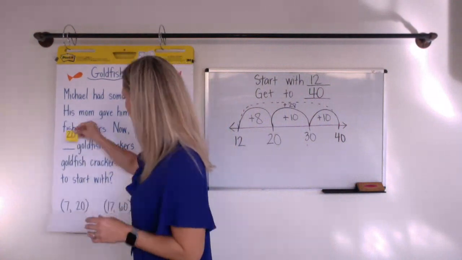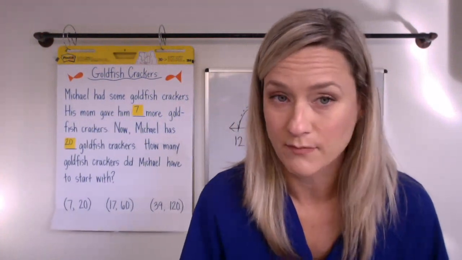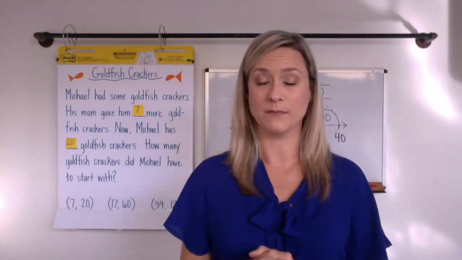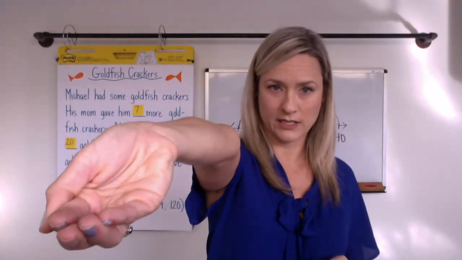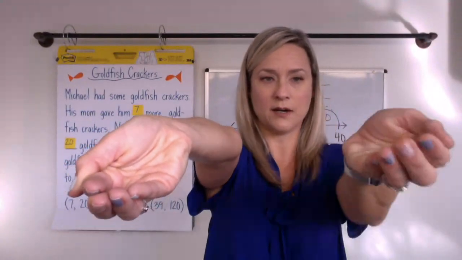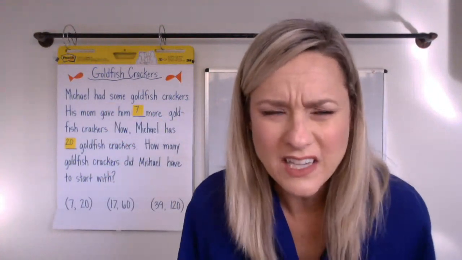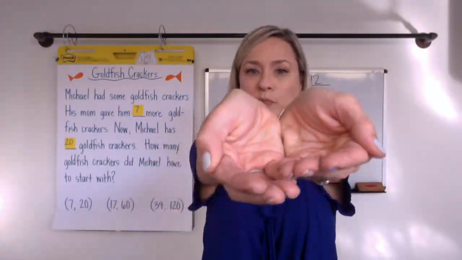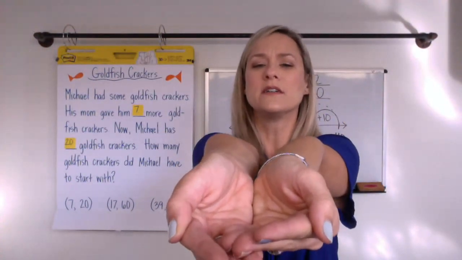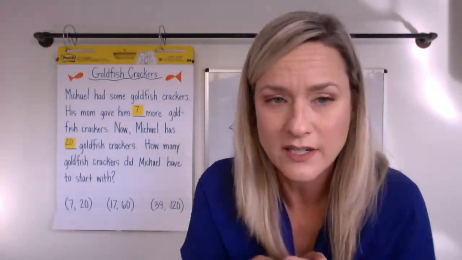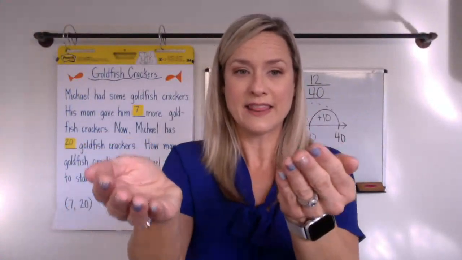and 20. Okay, Michael had some goldfish crackers. His mom gave him 7 more goldfish crackers. So Michael already had some. Let me see your hand with the crackers. Okay. Now, his mom gave him 7 more. Okay. Now, Michael has 20 goldfish crackers. So put your hands together. Let me see them. Put 20 crackers inside there with your brain. All right, now we know he has 20 crackers, but we don't know how much he had in the beginning. That's what we're trying to find out today.